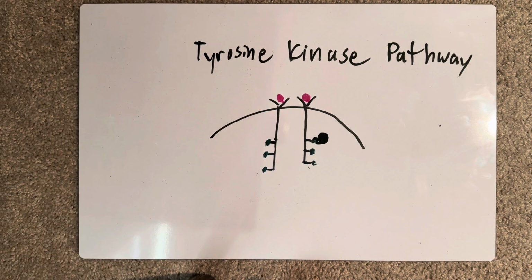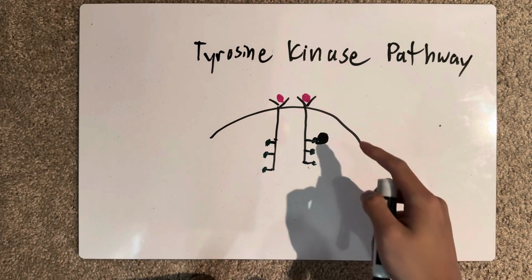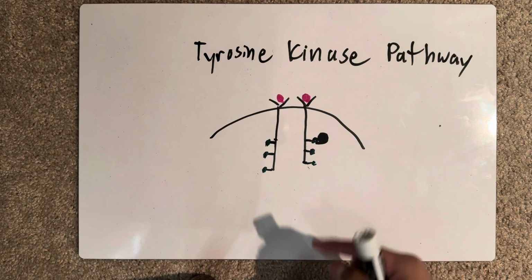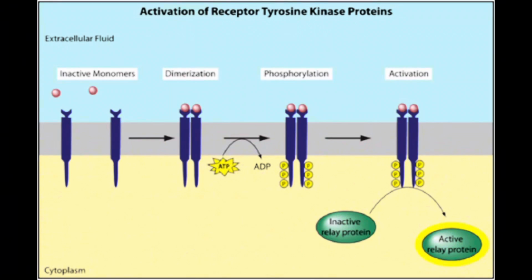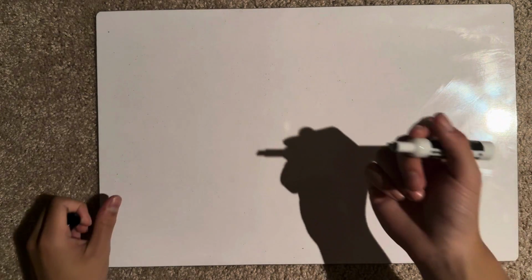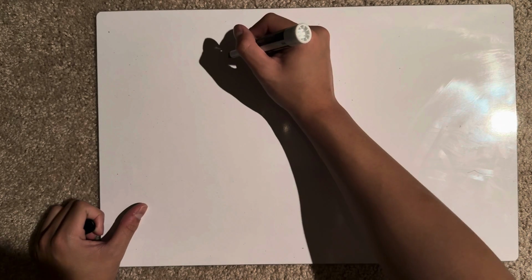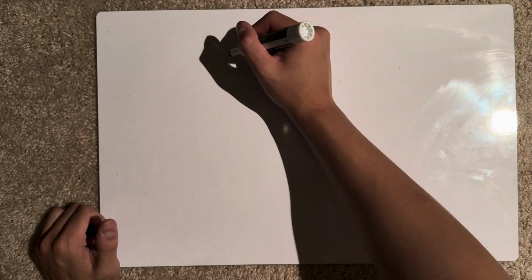And this will make a cellular response. Here's a better picture of the tyrosine kinase pathway. The next pathway we're going to talk about are ion channel receptors, also known as ligand-gated ion channels.